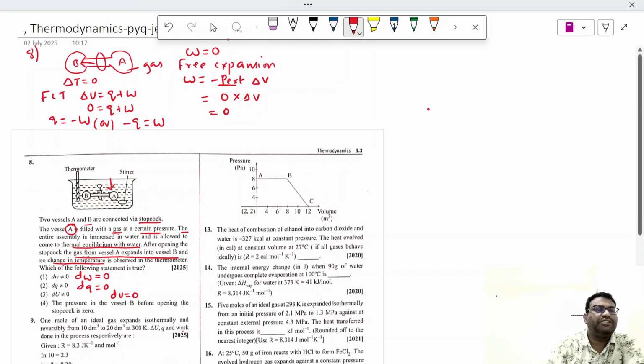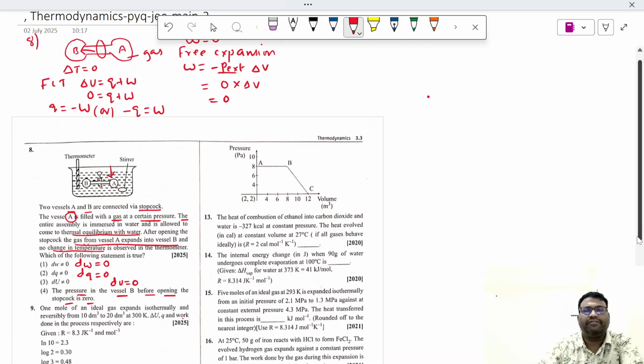If external pressure is equal to 0, then initially there must not be any gas in vessel B. So that is the option given: the pressure in vessel B before opening the stopcock is 0. What is the meaning? The meaning is that there is no gas in vessel B. No gas represents that it is vacuum, there is nothing. So that is the only possibility.